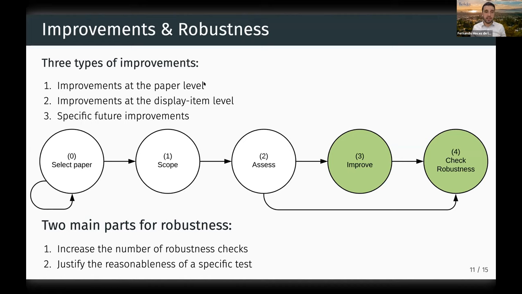And in robustness, they will also be able to increase the number of feasible robustness checks, but they could also justify the reasonableness of a specific test. So this will require a little bit more in-depth knowledge of what's going on with the paper, and justify how good a robustness test is.